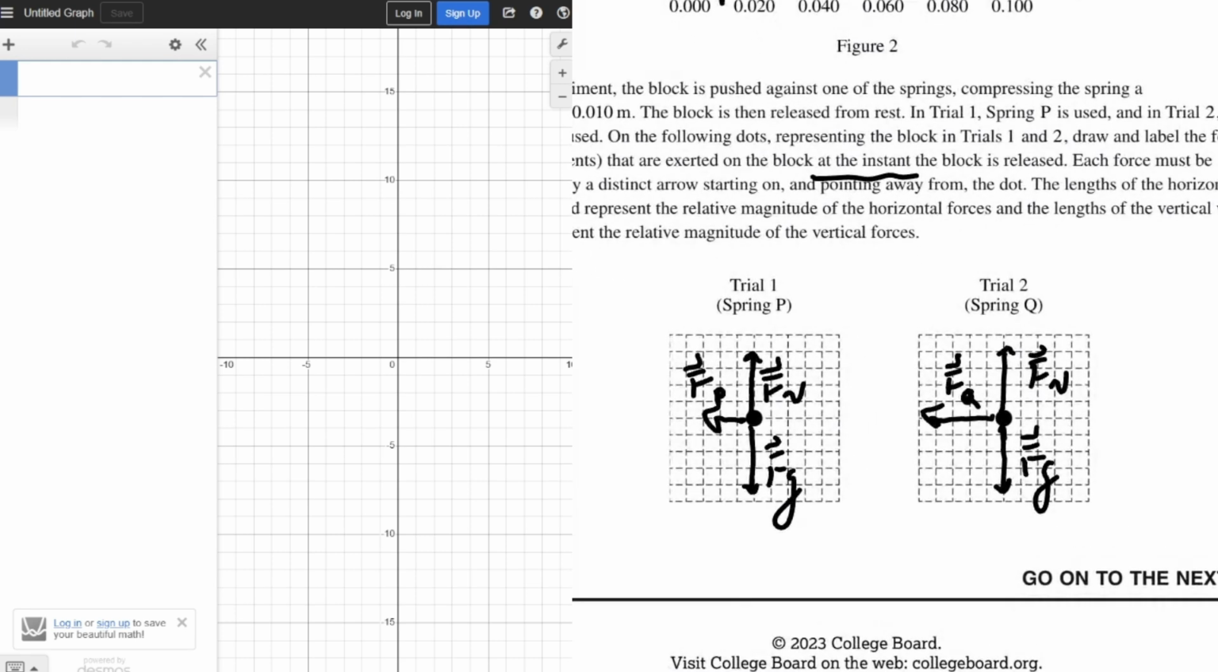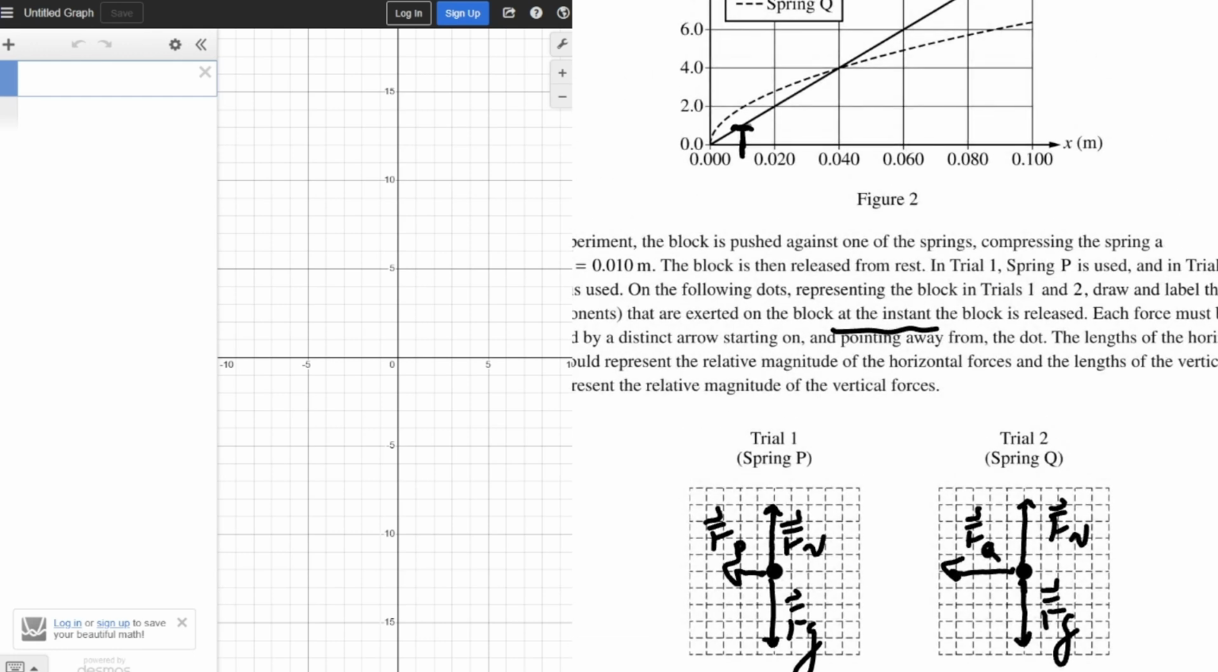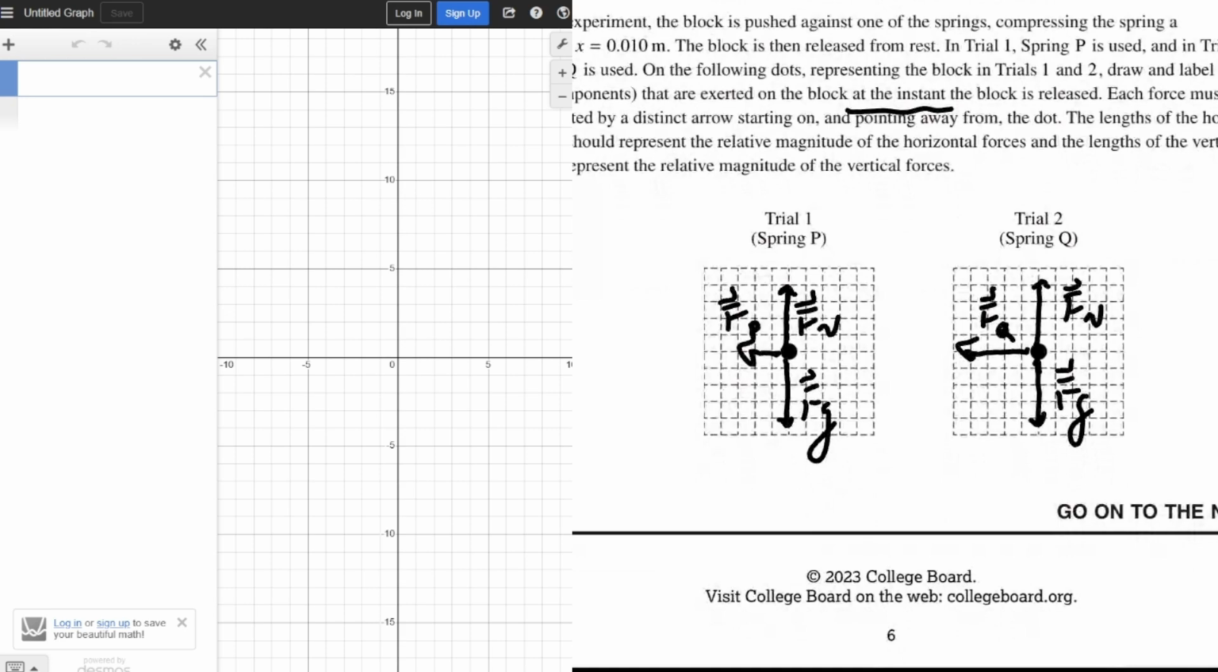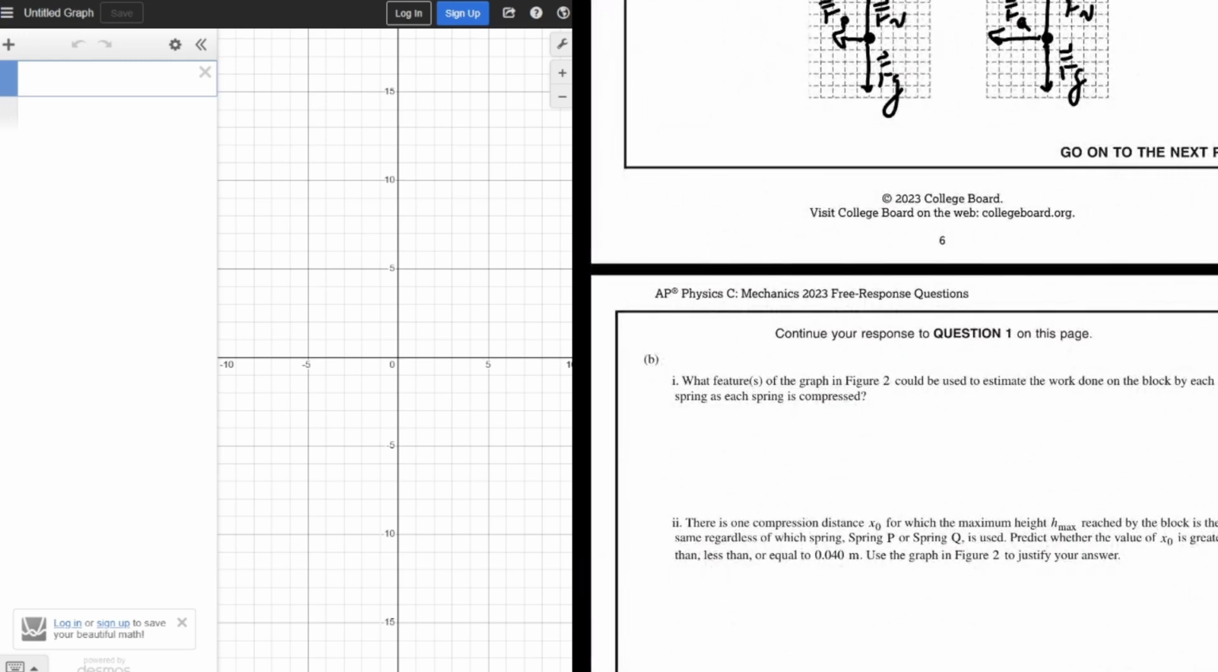The reason I made this one 2 times longer than this one, like I said earlier, is that we look at the graph. Here's about 1 for spring P. Here's about 2 for spring Q. 2 divided by 1 is 2, so it's going to be 2 times as big. So the force vector would be 2 times as big because the force magnitude is 2 times as big.